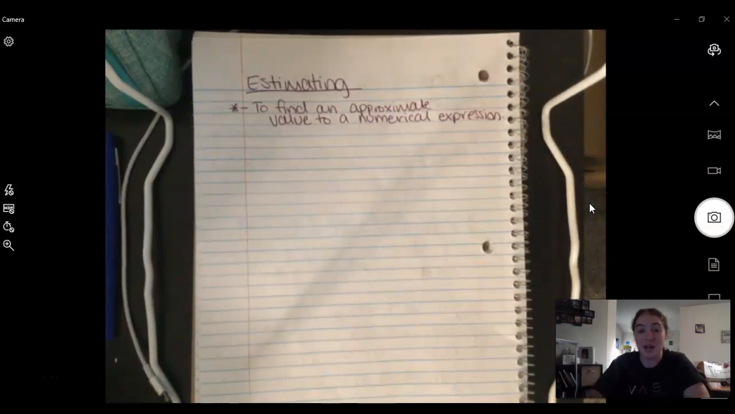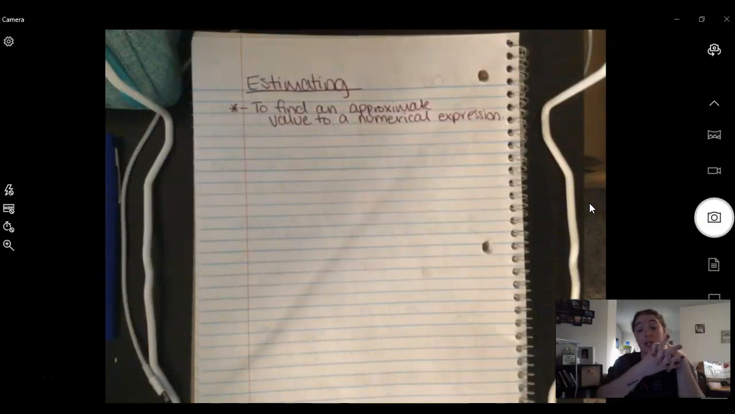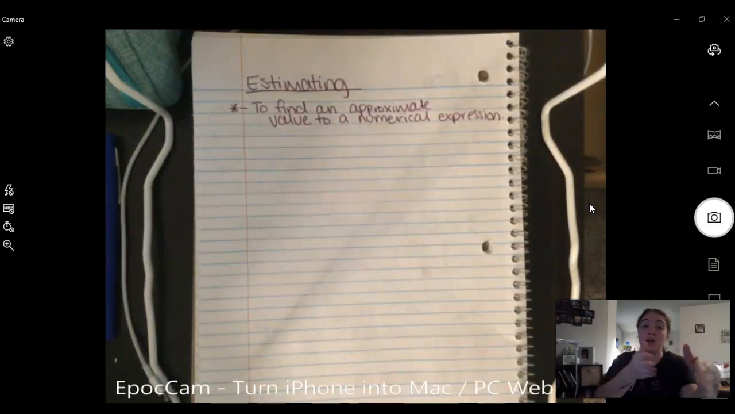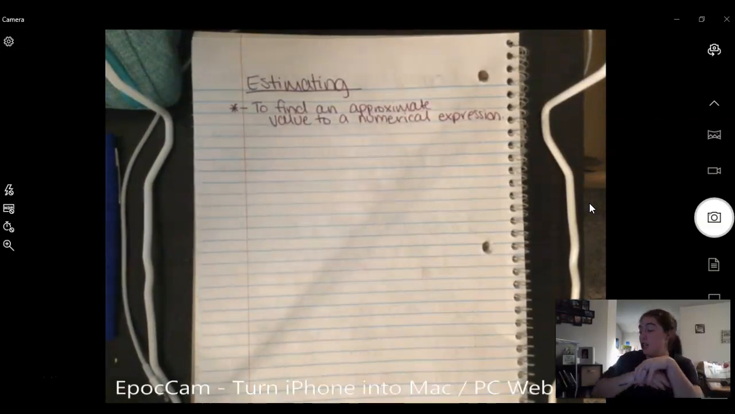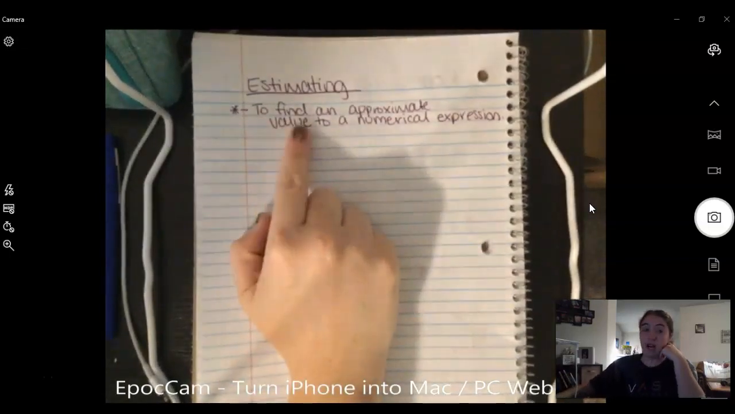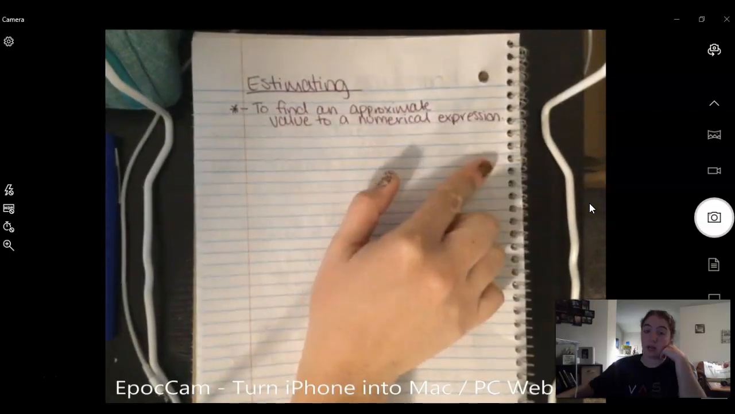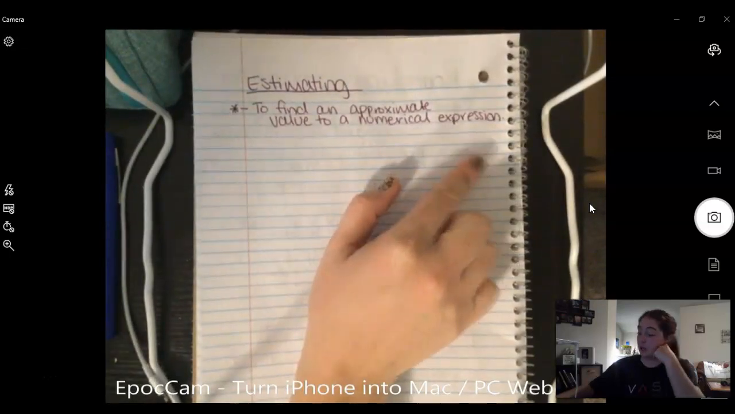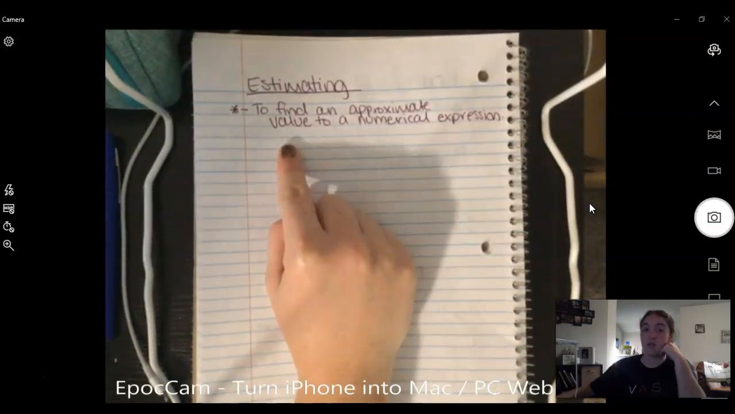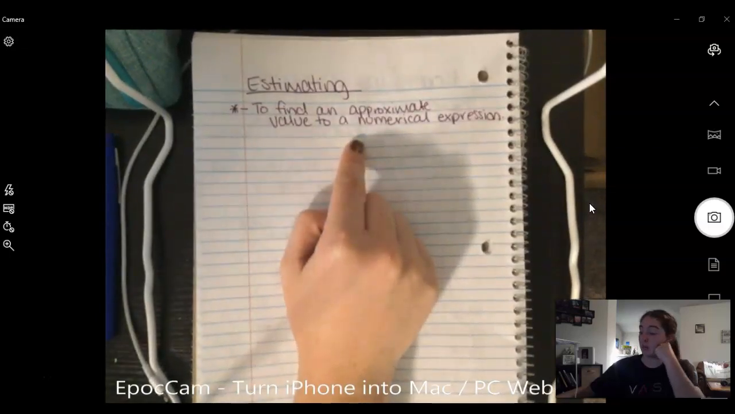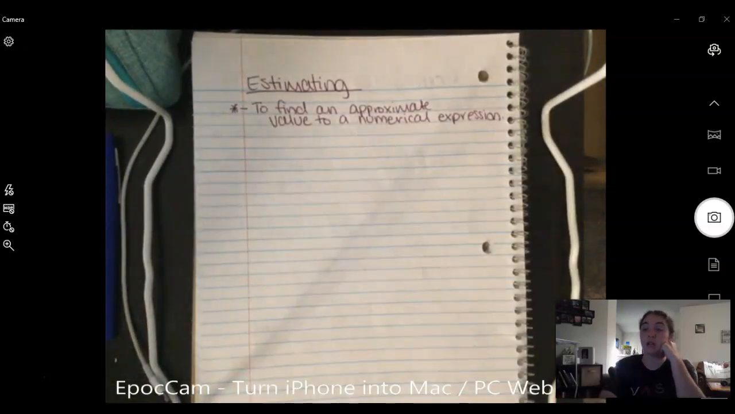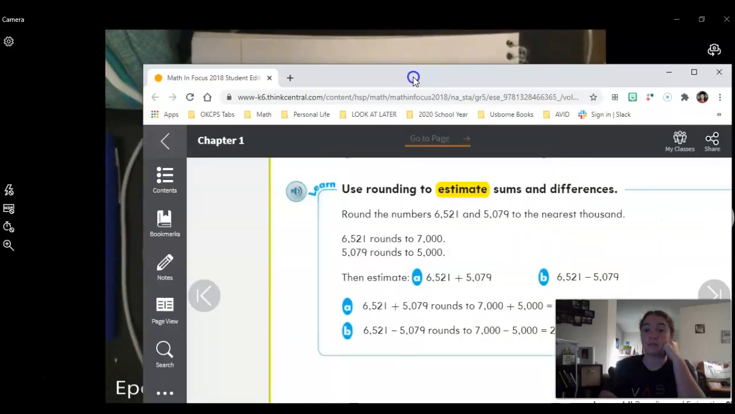So we're going to continue our rounding and estimating. Rounding and estimating go together because to be able to estimate, you need to know how to round. So the definition of estimating is to find an approximate value to a numerical expression. So let's take a look at what that means.